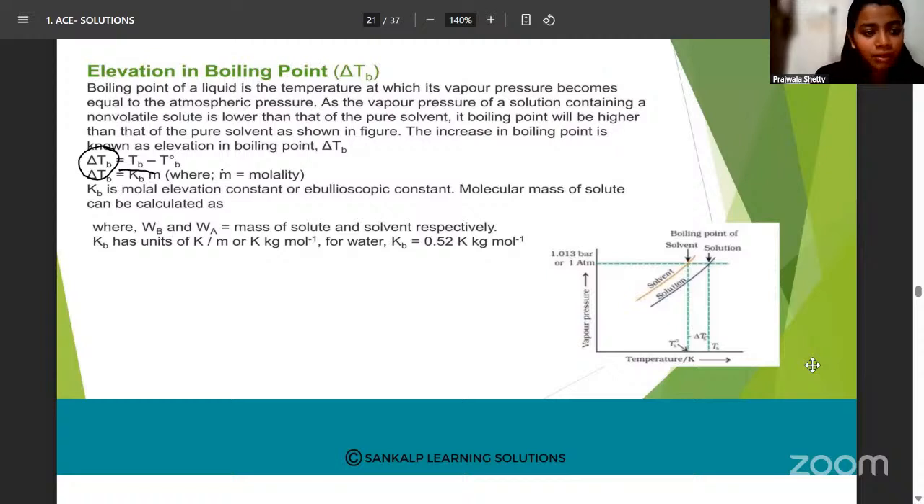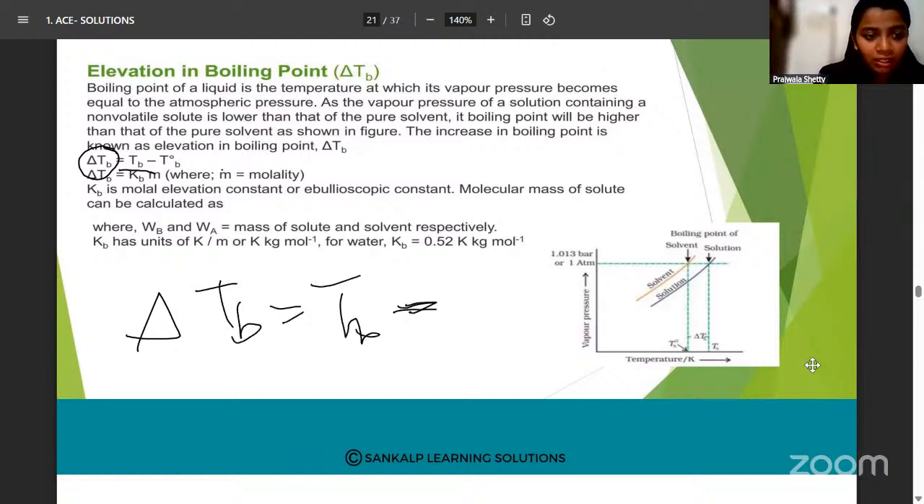And remember, delta TB is equal to TB minus TB not. Again, what are these terms? You'll be studying in numericals so that you'll get proper clarification of what it is. Ebullioscopic constant is KB, remember that. Again, you'll learn what KB is. Now, I'll show you the formula right over here why we use that KB.